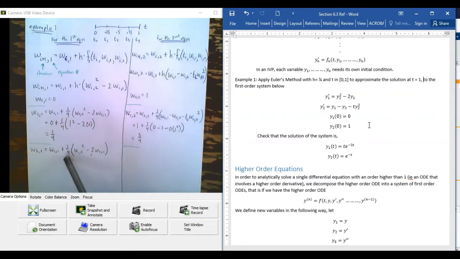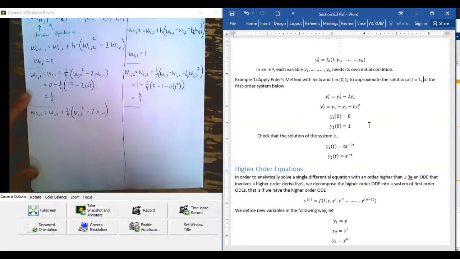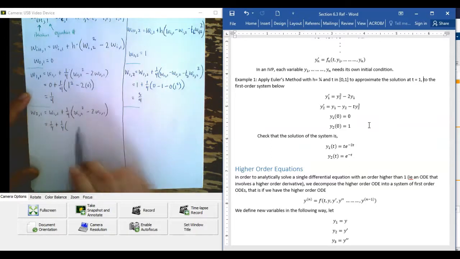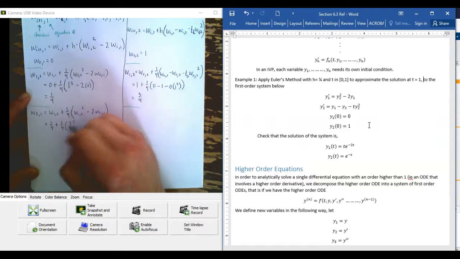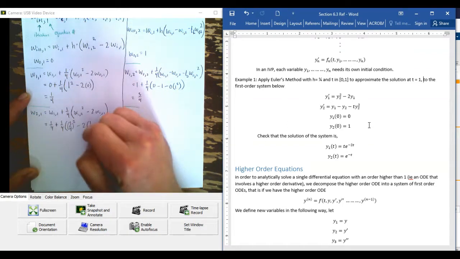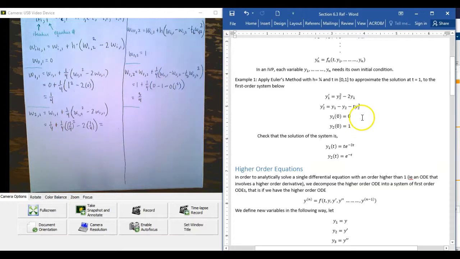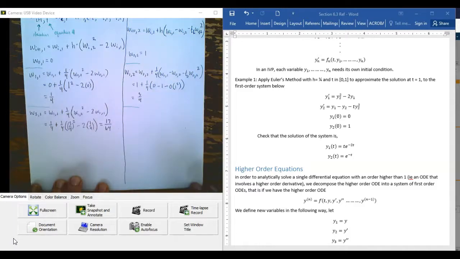Now we have the information needed for our second approximation for the first equation. So let's do that. Here we would have W11 is 1/4 plus 1/4 times W12 squared, that's 3/4 squared, minus 2 times W11, which was 1/4 again. So let's see what we get here. Getting 17/64 for this one.